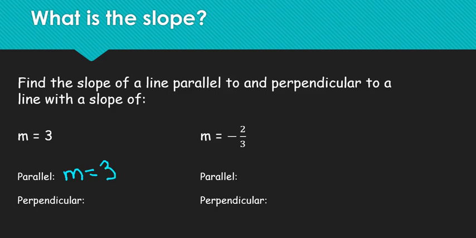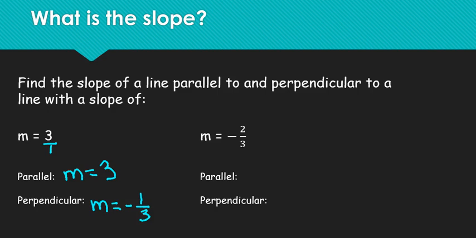Now, perpendicular means that it's got to be a fraction, so we're going to put our 3 over a 1. And so the opposite reciprocal. Reciprocal means you flip the fraction, and opposite means you take the opposite sign. So parallel, meaning same slope, would be 3, and perpendicular would be -1/3.